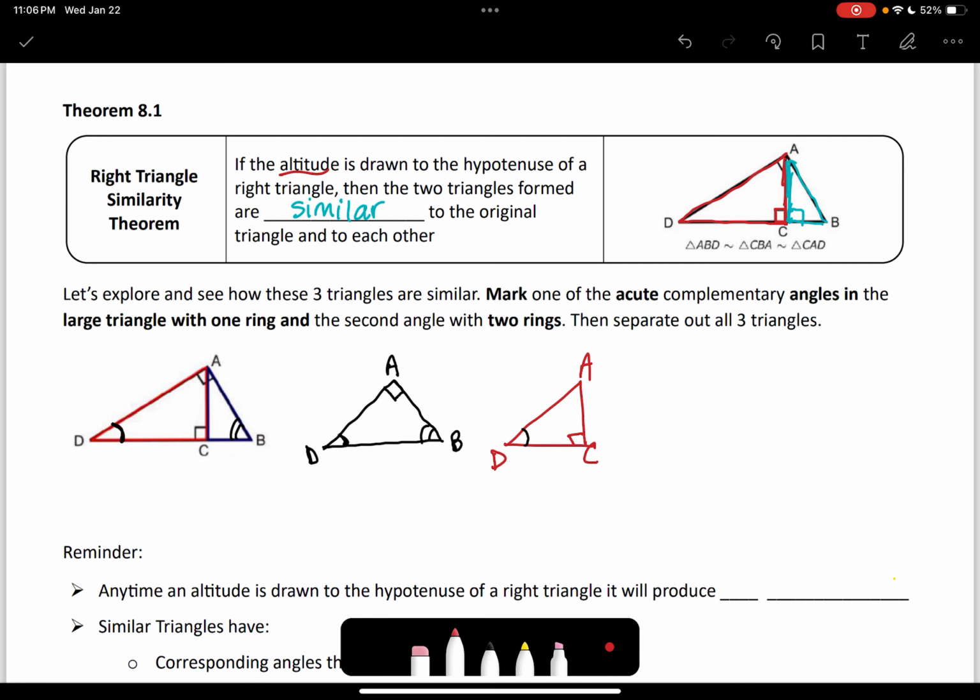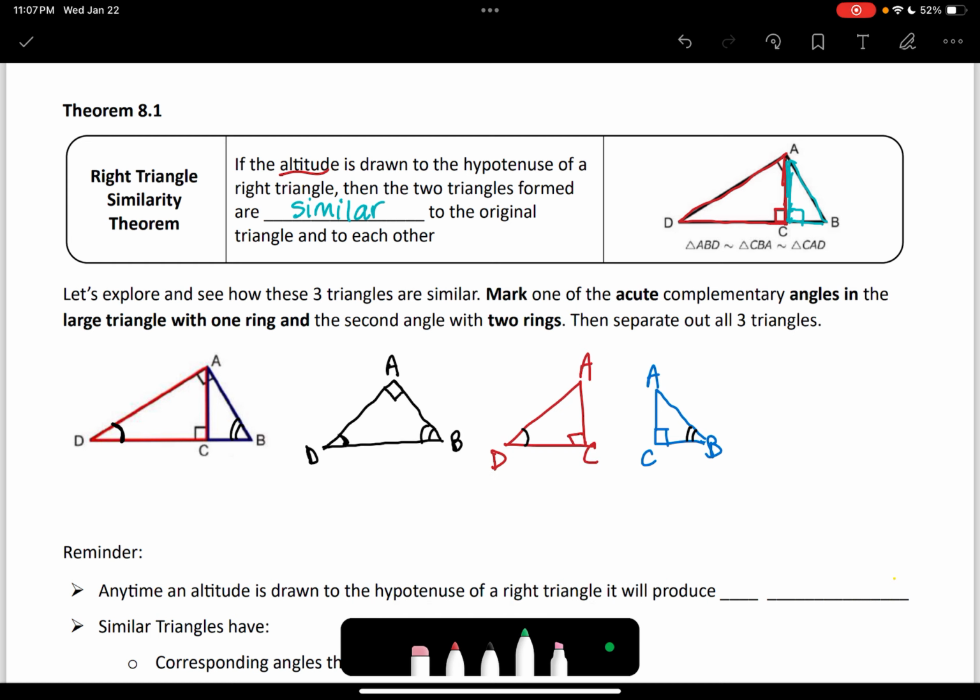And then lastly, we'll take a look at the blue triangle at the very right, which would be triangle CAB, with C being our right angle here. And angle B happens to be shared between that blue triangle and the large triangle in black, DAB. So what we see here is 3 triangles, right? And this is how we're going to note that these triangles are similar, right?